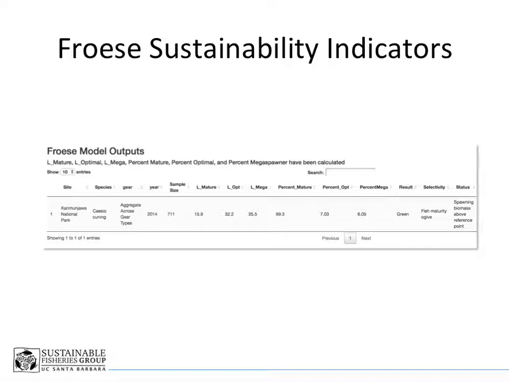Finally, for the length-based indicators, we get an output for the FROSI sustainability indicators. Here, we get numbers for the percent of fish that are mature, percent of fish that are optimal length, and the percent that are mega spawners. We also get some information on what the selectivity is and whether or not the spawning biomass is above our reference point. In this case, we can see 99% of our fish are mature and that our spawning biomass is above the reference point. This gives us a green result.